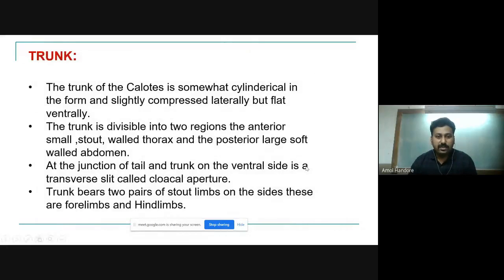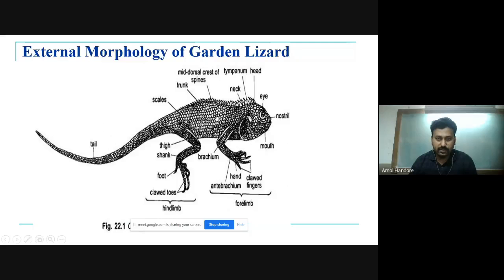Now, at the junction of tail and trunk, you have the cloacal aperture. So in this picture, you can see the trunk ends here and the tail starts here. At the junction of these two, you have a small opening that is called the cloacal opening or cloacal aperture.